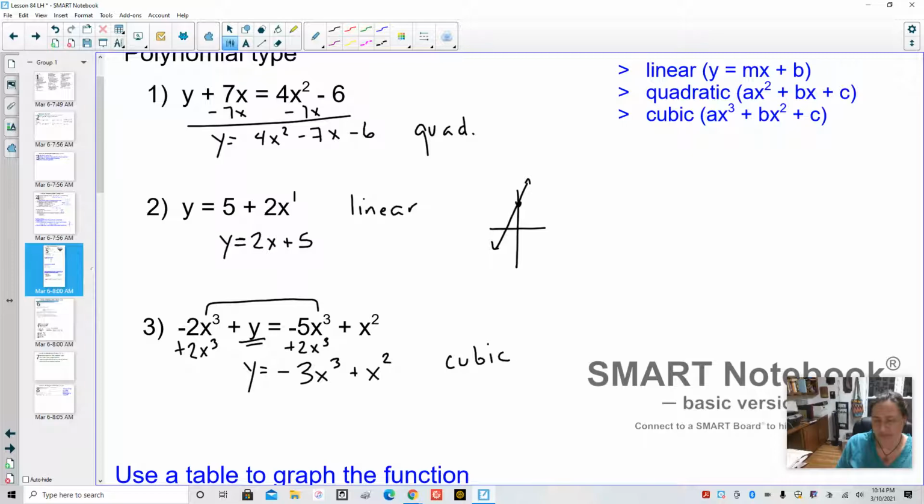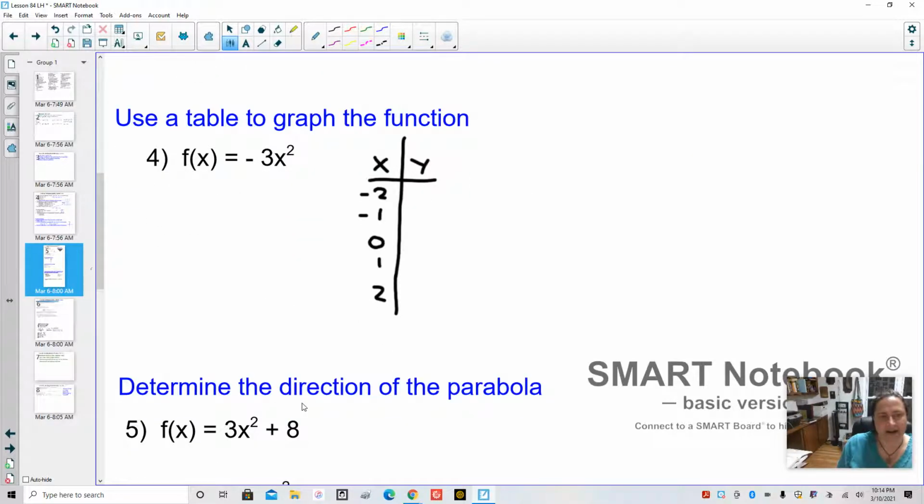Okay. All right, we're going to use a table to graph this function. So what that means is I'm going to put in f of negative 2, and that's negative 3 times a negative 2 squared, right? Now remember that negative 2 is what's squared. So this is really negative 3 times negative 2 times negative 2. That whole negative 2 is squared. So a negative times a negative times a negative is negative. 3 times 2 is 6 times 2 is 12. So negative 12. All right.